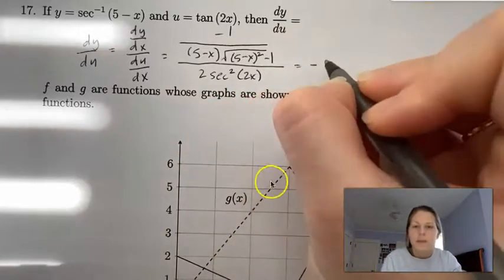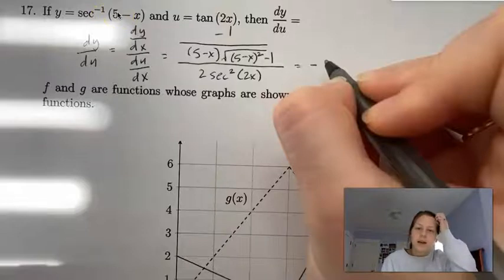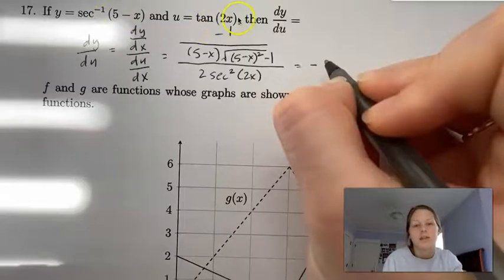And so, as you can see, this is basically the derivative of inverse secant of 5 minus x over the derivative of tan of 2x. To help this make more sense, the original derivative of inverse secant of x is 1 over x times the square root of x squared minus 1. And that's what we're doing here. We're just leaving the 5 minus x in the position of x.